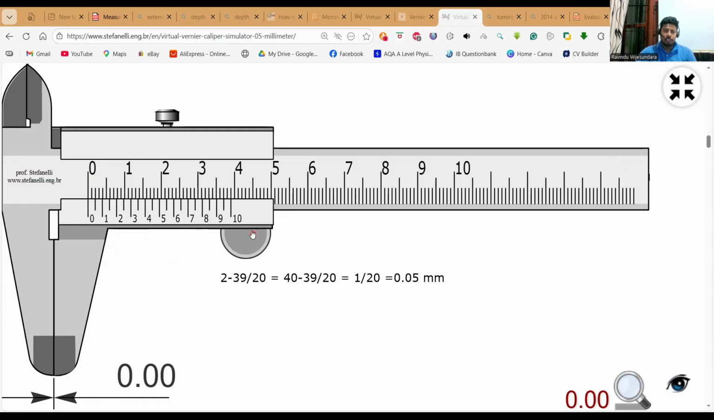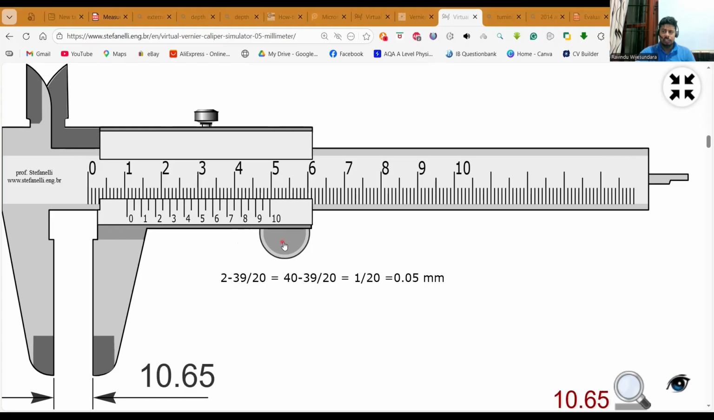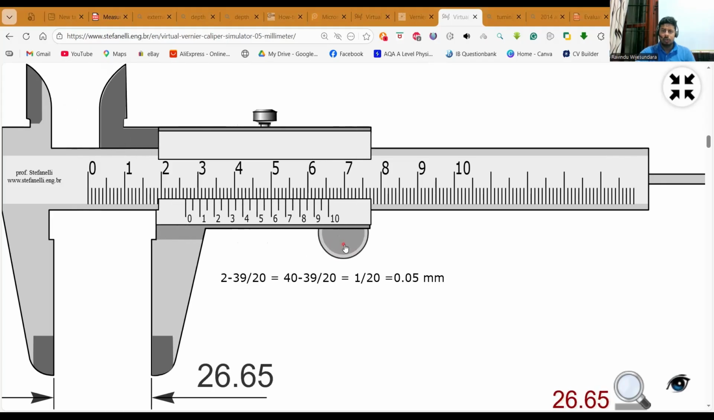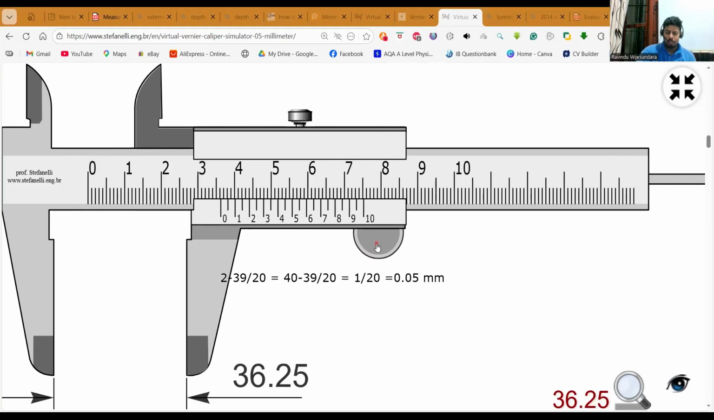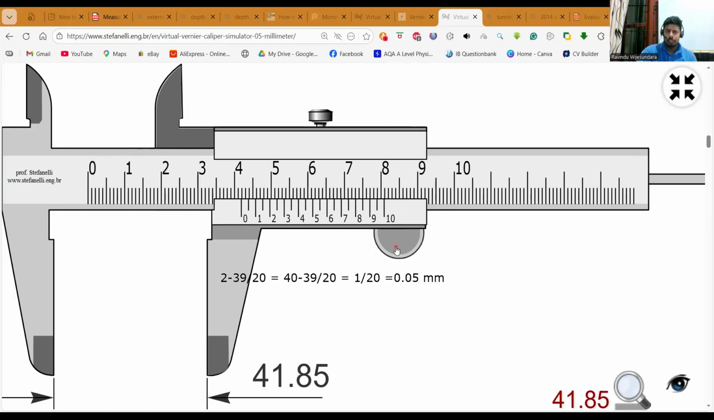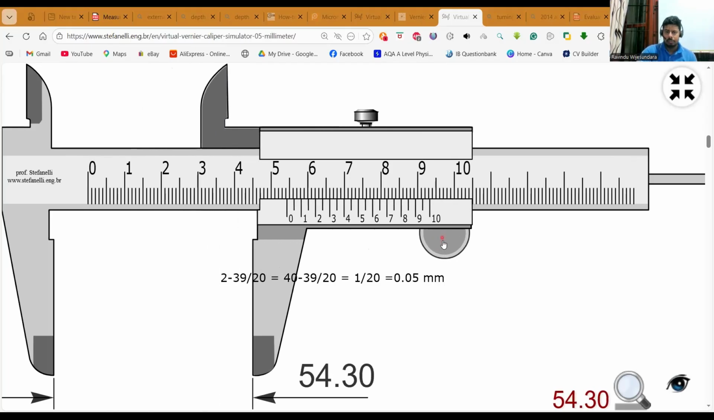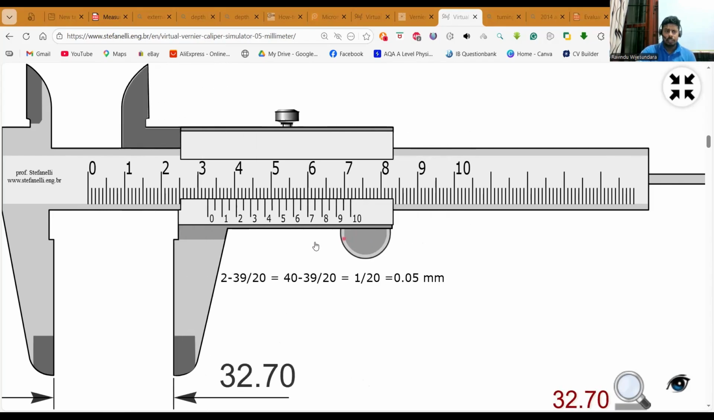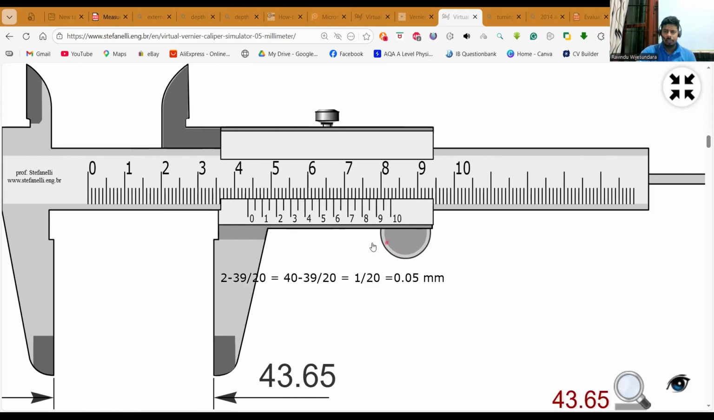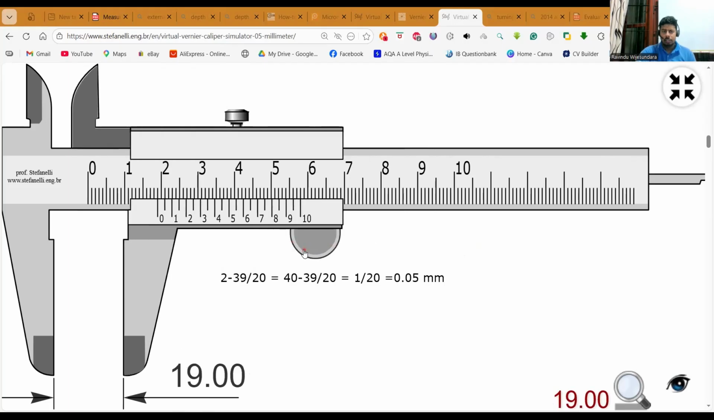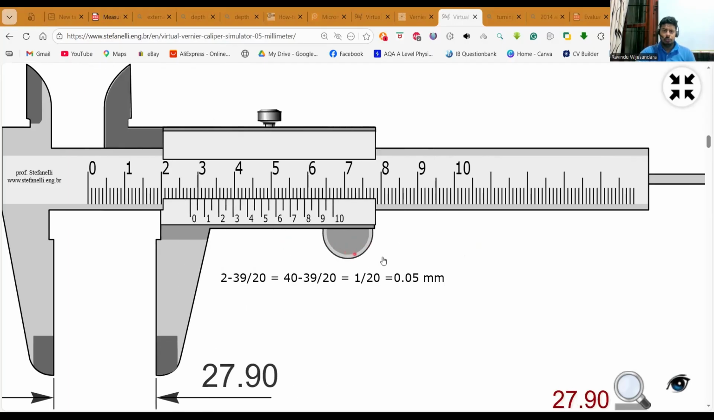Here you can see some special knob-like thing. This is used to drag the vernier scale on the main scale. If you click here and drag like this, you can see the vernier scale can be moved along the main scale to any position, right? So you can slide the vernier caliper front and back to any position you want.